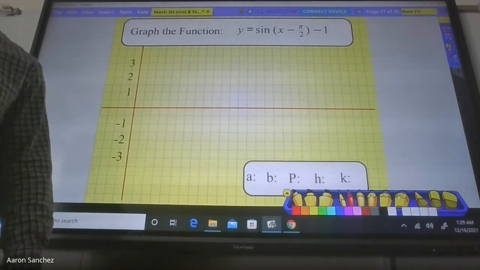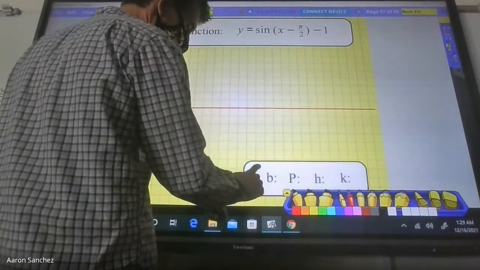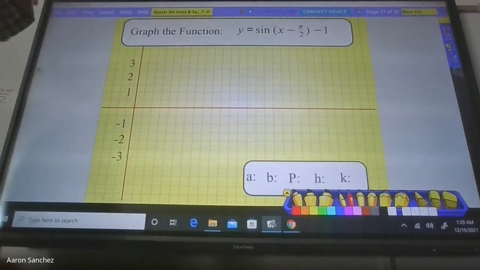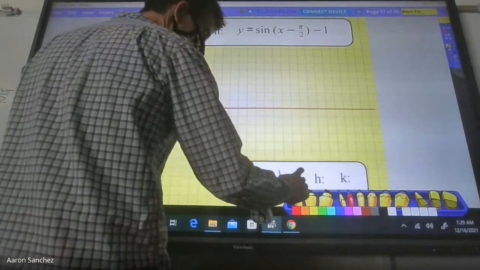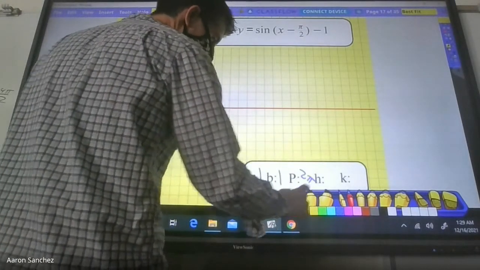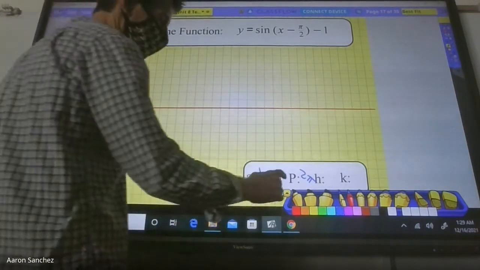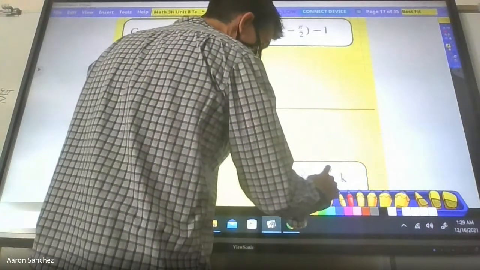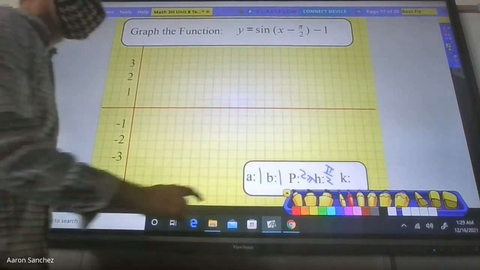All right, let's see. What's my A? 1. What's my B? 1. What's my P? 2 pi, right? Any questions? The B is a 1, so it's 2 pi over 1. What's my H? Positive pi over 2, right? Not negative. What's my K?